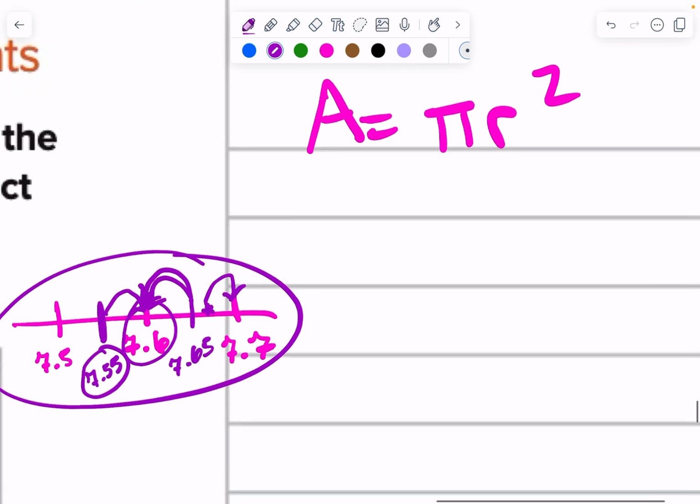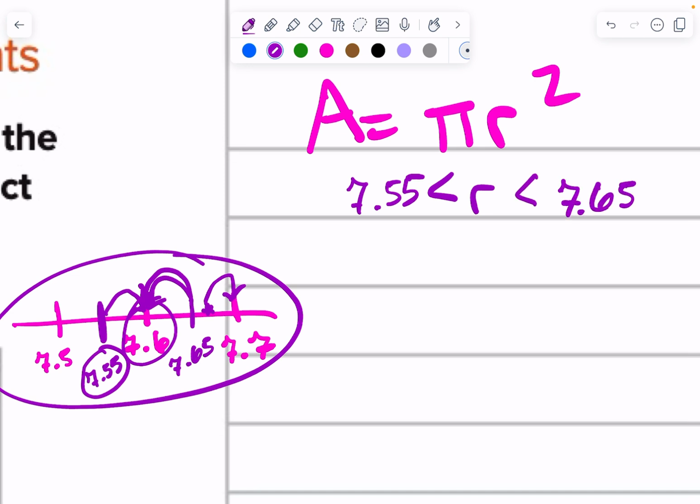So what I'm going to do here is I'm going to say the radius has to be greater than 7.55, but it has to be less than 7.65. And then technically it's this way, right? It's greater than or equal to, or less than but not equal to, whatever. I'm not going to get too picky about the equal to parts of it, right? But that means the lowest area is going to involve the 7.55 number.